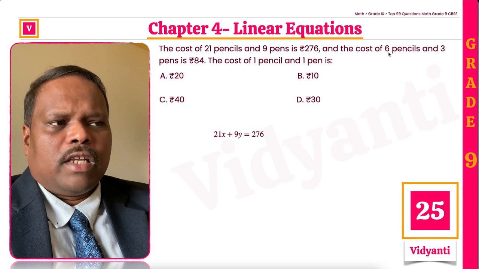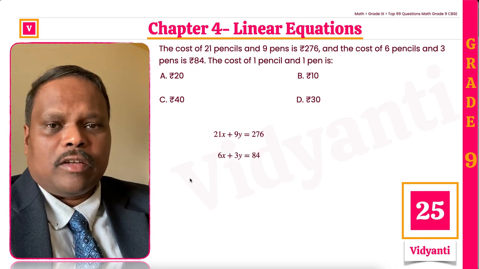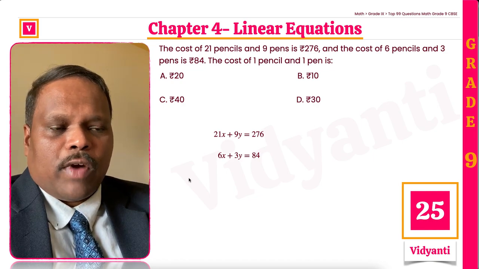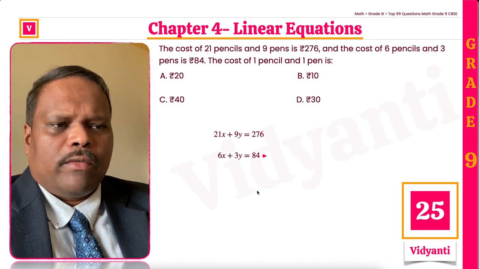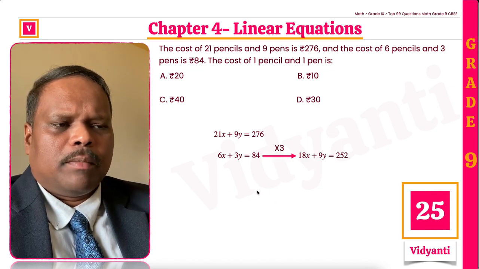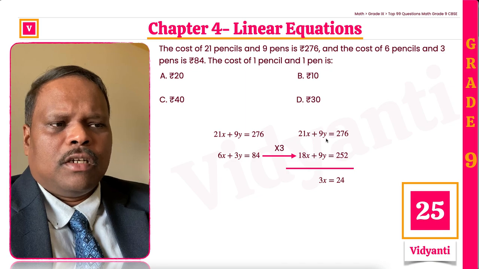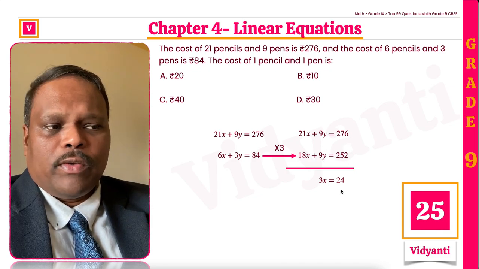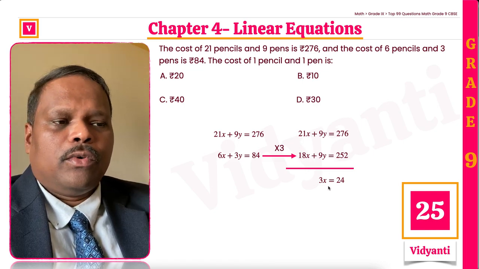And similarly, we can say 6 times x plus 3 times y is 84. That will be your second equation. Now, they are not expecting us to find individual x or individual y. We are supposed to just find out x plus y. So what I will do is multiply such that the y coefficients become the same. Now, I can eliminate them by subtraction. If you subtract them, 9y will get cancelled. 276 minus 252 will give you 24, and 21 minus 18 will give you 3x.